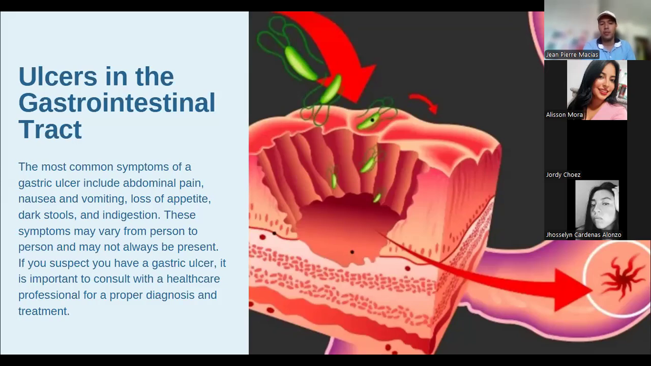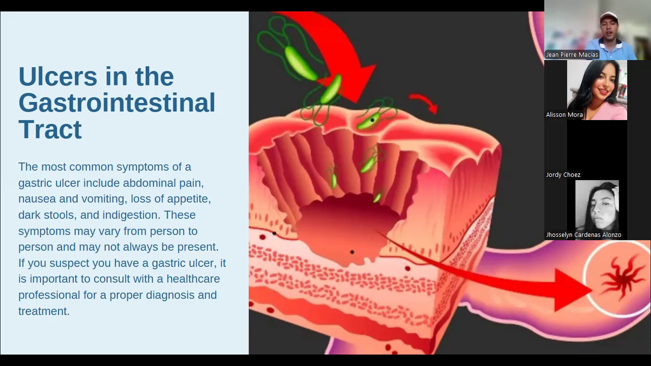Then it causes a disruption of the mucus, interfering with the production of mucus, which normally protects the stomach lining from acid. The usage of non-steroidal anti-inflammatory drugs, NSAIDs, inhibits prostaglandins, reducing their production, and prostaglandins help maintain the integrity of the gastric mucosa. Increased acid secretion: decreased prostaglandins can lead to increased acid secretion, exacerbating the damage to the stomach lining. The NSAID can also directly damage the mucosal barrier.